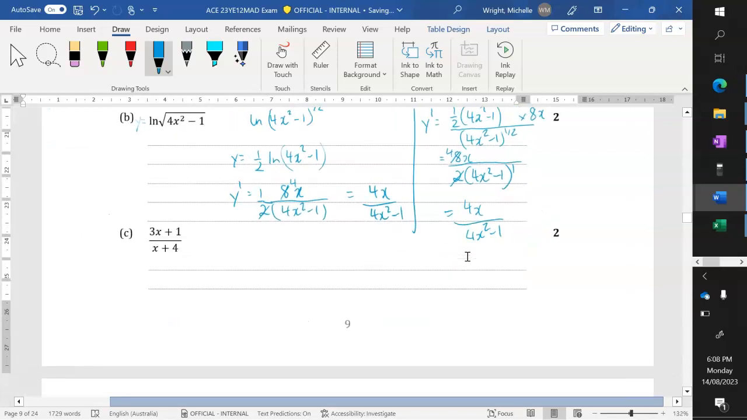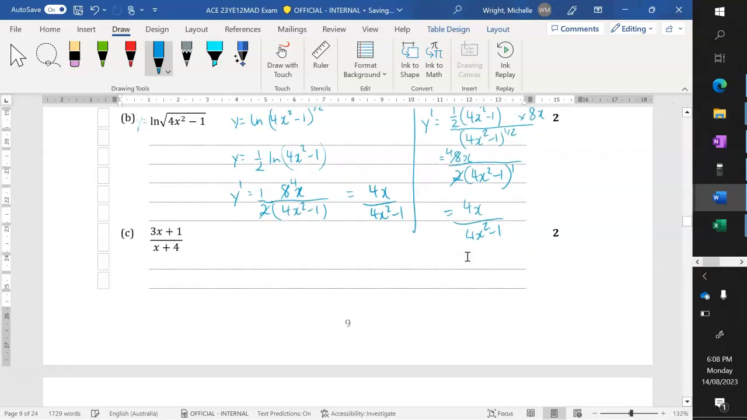Okay, rightio. Next one, part C. You're looking at y equal to 3x plus 1 over x plus 4. You want to find the derivative. You've got a u and you've got a v. This one was done fairly well. You need to show me that you're going to use the quotient rule on this one. And most people were able to get this one out, which was really good. So if u is 3x plus 1, u dash is 3, v is x plus 4, v dash is 1. The main thing was just making sure you showed me that you were going to use the quotient rule.